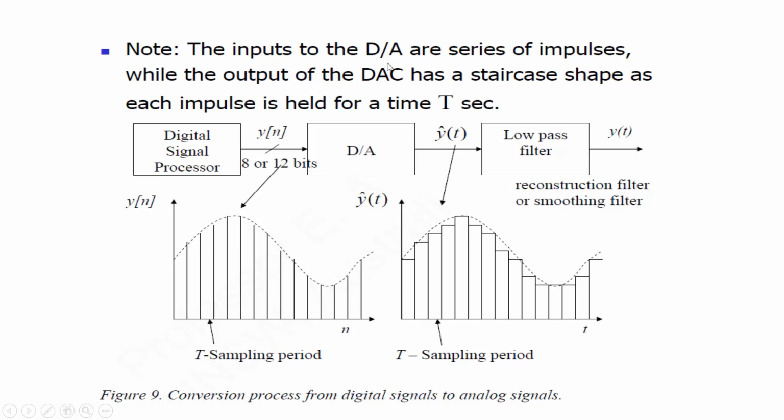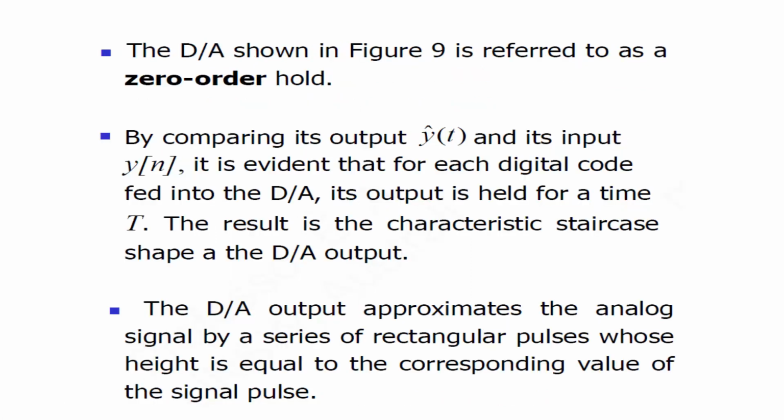Actually, the inputs to the D2A converter are a series of impulses, while the output of the DAC has a staircase shape, as each impulse is held for capital T seconds. Because of the holding action in the D2A converter, the output will be a staircase shape. Now this staircase voltage will be passed through a low pass filter, which acts as a reconstruction filter or smoothing filter to recover the original analog signal back. We will see how we can explain this whole process mathematically.